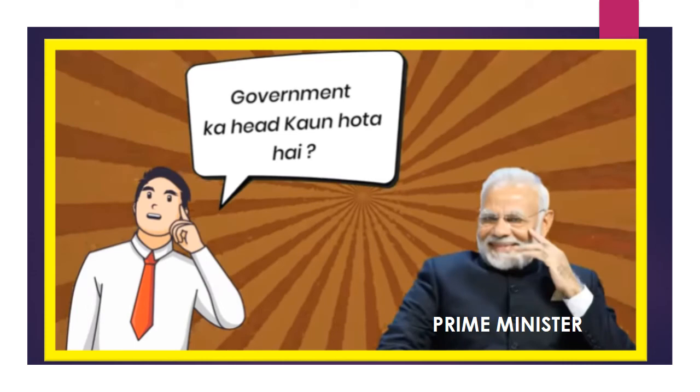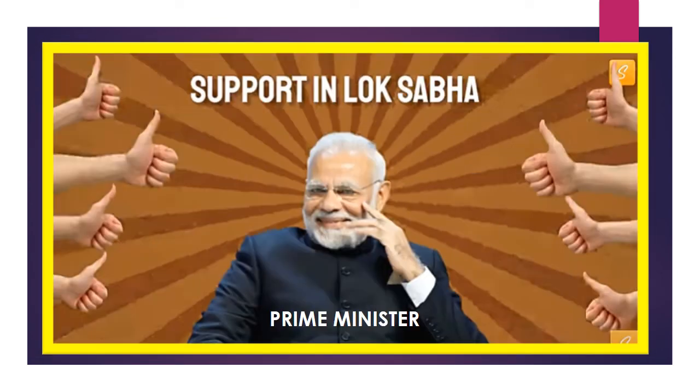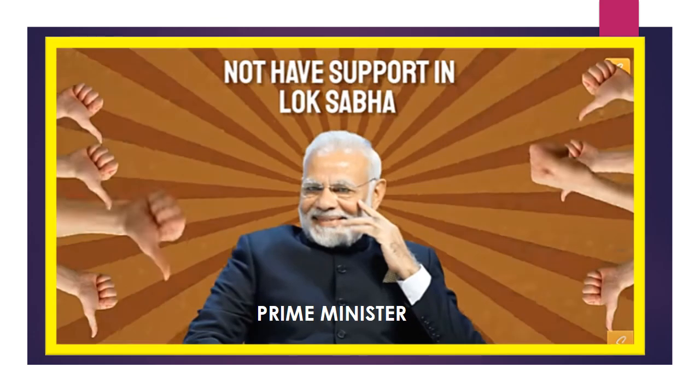Children, who is the head of the government? Yes, it is the Prime Minister. Now, the Prime Minister can remain the Prime Minister only till he gets the support of the majority of the members in the Lok Sabha. If the Prime Minister does not have the support in the Lok Sabha, he has to quit. And the Rajya Sabha does not have this power.